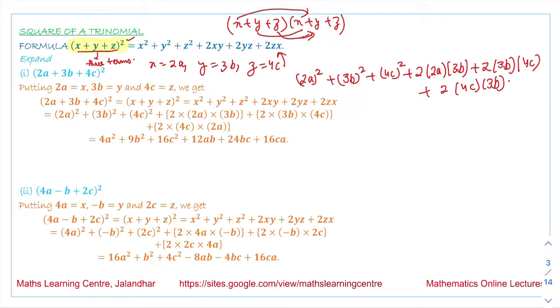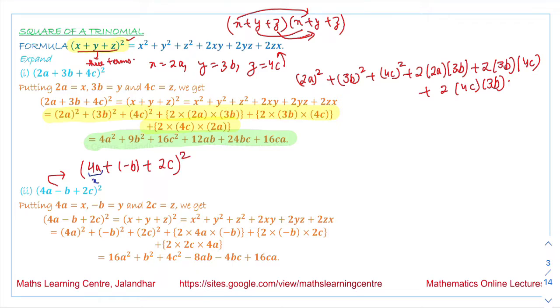When you multiply these terms, you will get the answer in this form, and when you collect the like terms, you will get the final answer in this form. So what we have to do is just write the values of x, y, z and substitute them in this formula. Now the second part is (4a minus b plus 2c) square. You can write this question like (4a plus minus b plus 2c) whole square.